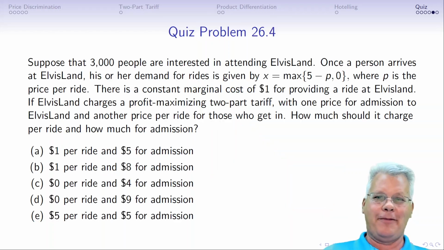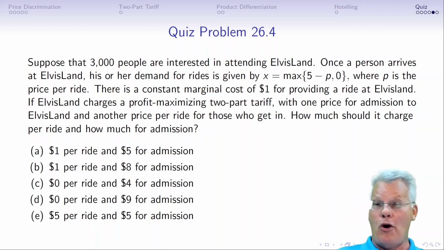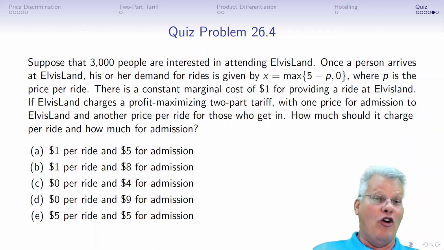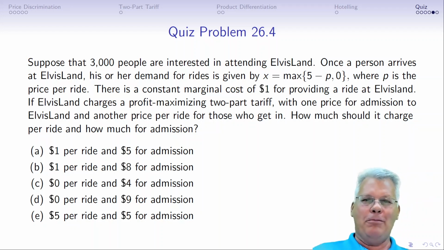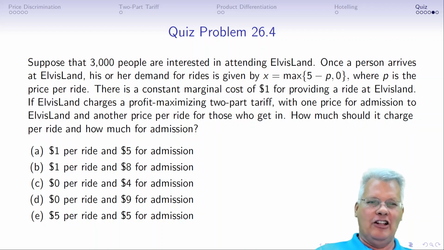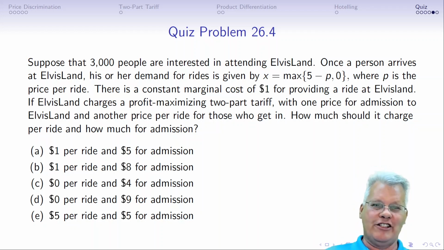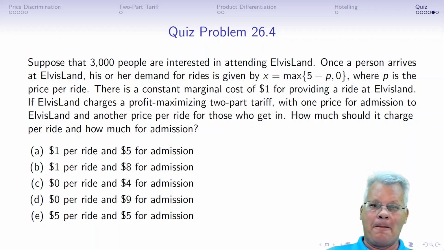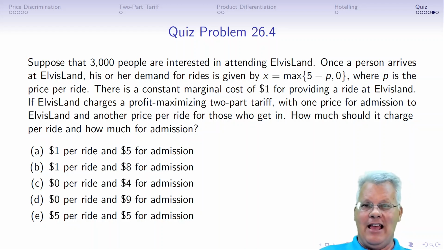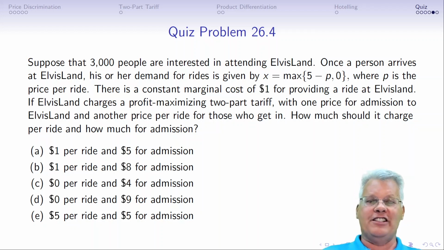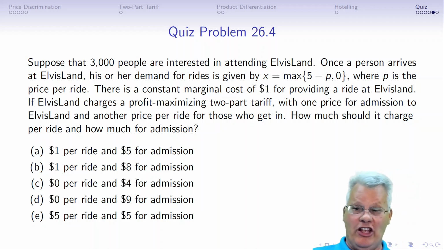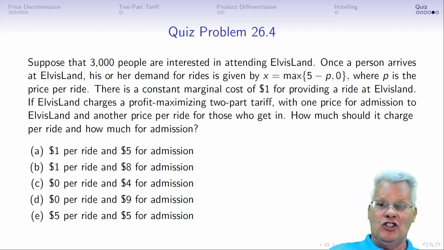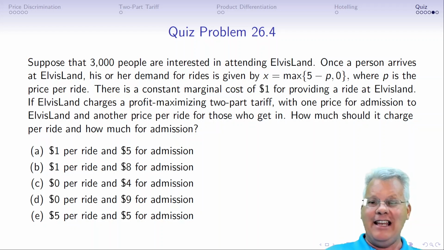Very straightforward. And finally, we have a two-part tariff problem. We have Elvis Land, and 3,000 people are interested in going. We have a demand function for each person interested in going, and we have a marginal cost for providing a ride. So notice in this case, the marginal cost of a ride is $1. So what we know then is that the owners of Elvis Land should engage in marginal cost pricing, so they should charge $1 per ride. So that eliminates options C, D, and E.